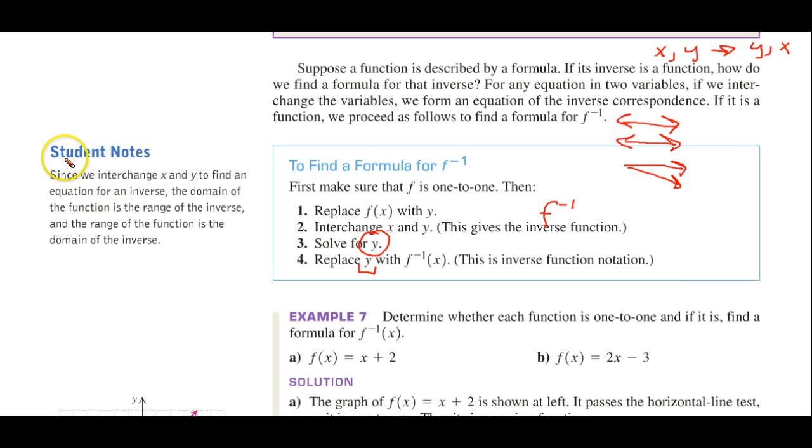Okay, let's take a look at this student note here too. This is significant. It says, since we interchange x and y to find an equation for the inverse, the domain of the function is the range of the inverse. And when you reverse it, the range of the function is the domain of the inverse. And we'll be showing some examples of this in a little while.